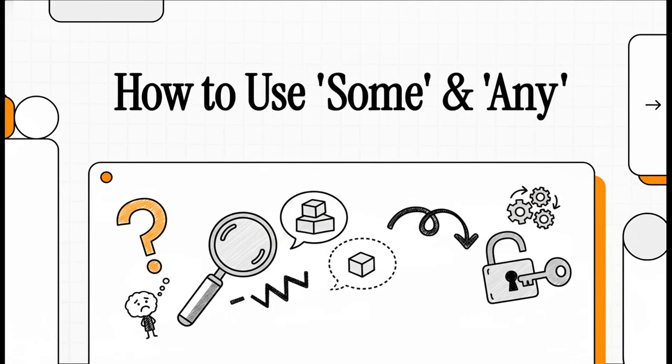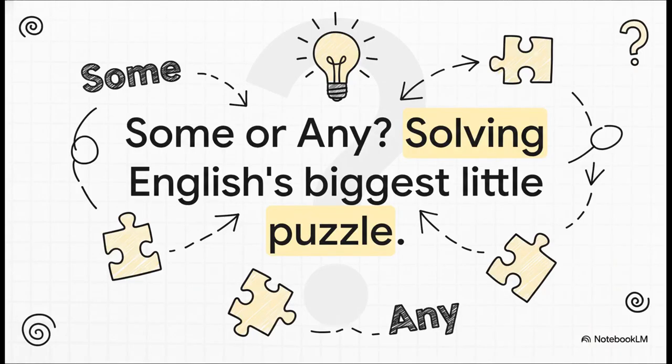Okay, let's talk about two tiny English words that, oh man, they cause some big problems. Some and any. Now, if you've ever felt just a little bit confused by them, you are definitely not alone. But don't you worry, we are about to crack this code together. Seriously, it's like a puzzle that trips up pretty much everyone, even people who've been speaking English for years.